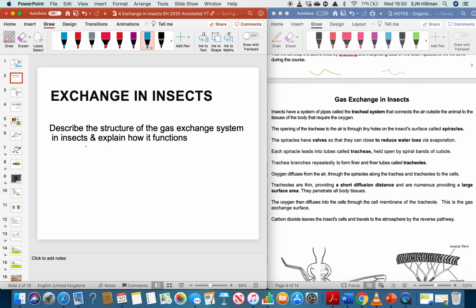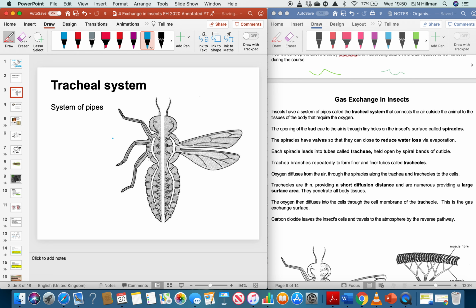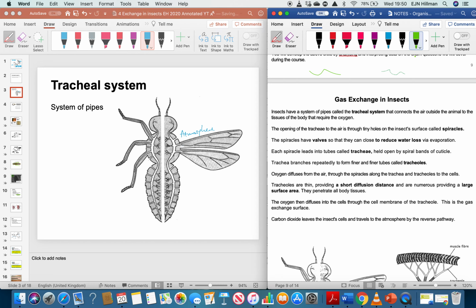Okay, so this is what we're going to do: describe the structure of the gas exchange system, and explain how it functions. Okay, so we've mentioned this already. There are a system of pipes that make up the tracheal system. That tracheal system is connected to the atmosphere. Okay, there are holes in the sides generally of insects, and have a look over here on the notes, these are called spiracles.